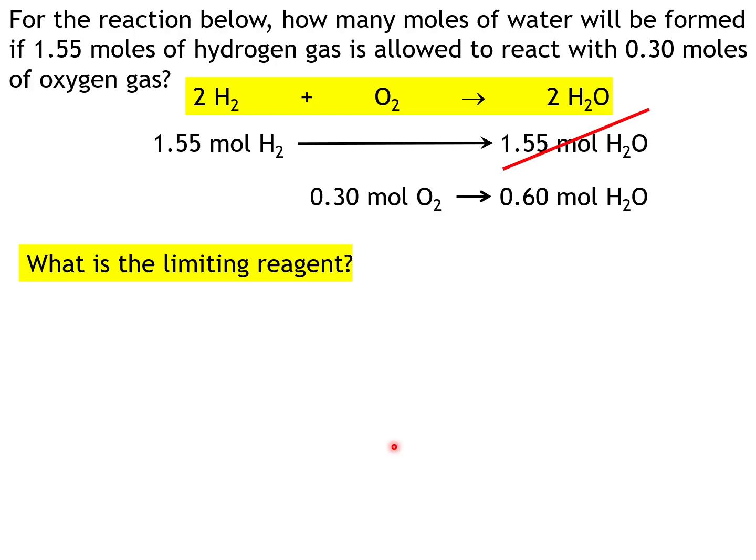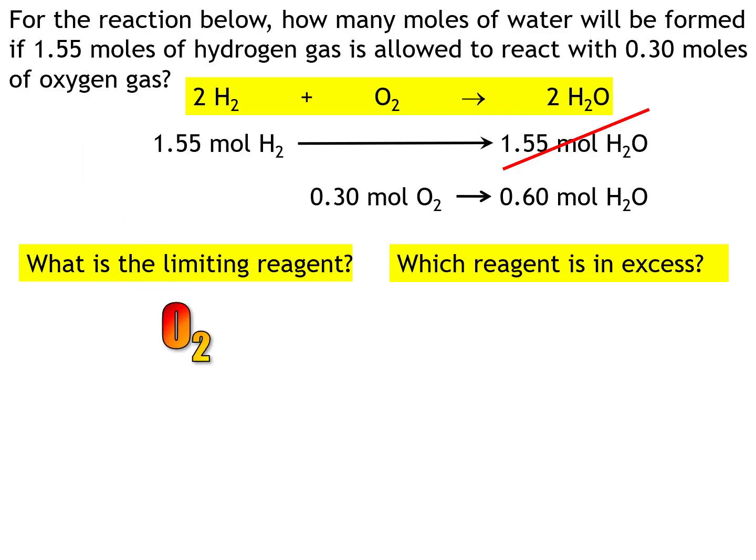The one we didn't cross out is the oxygen. You just trace it backwards. So that is the limiting reagent. And hydrogen would be the one that is in excess. You're going to have some hydrogen left over.